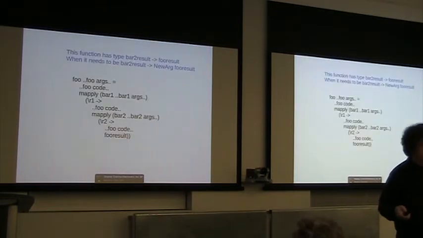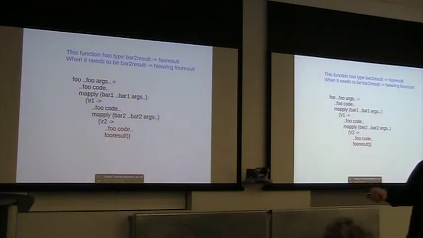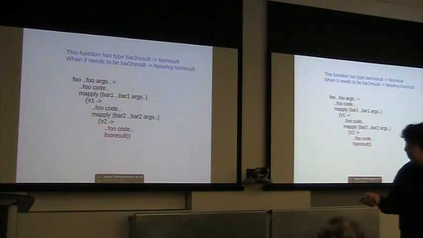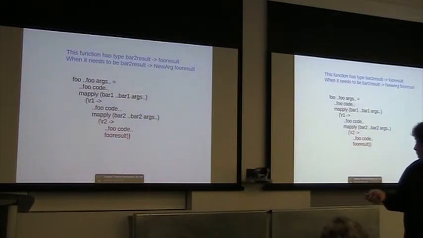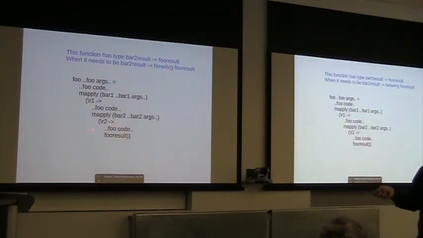This still doesn't solve the problem perfectly, but now we have a problem here. Down here, this is our multi-call to mapply foo. This closure has a type bar two result to foo result, right? When it needs to be a bar two result to new arg foo result. Mapply wants to pass the new arg into this code as well, and this code isn't taking it, right?